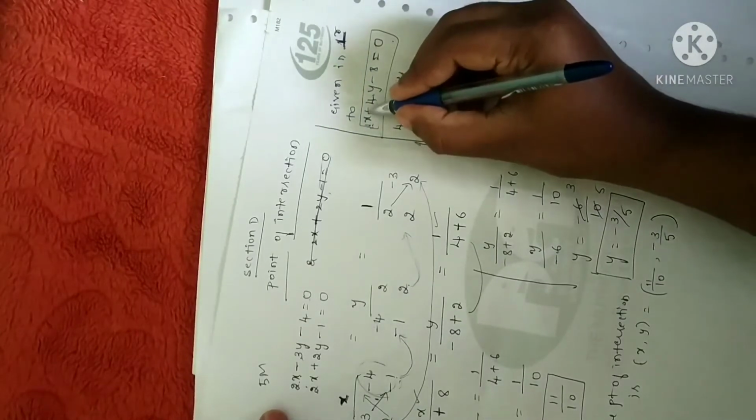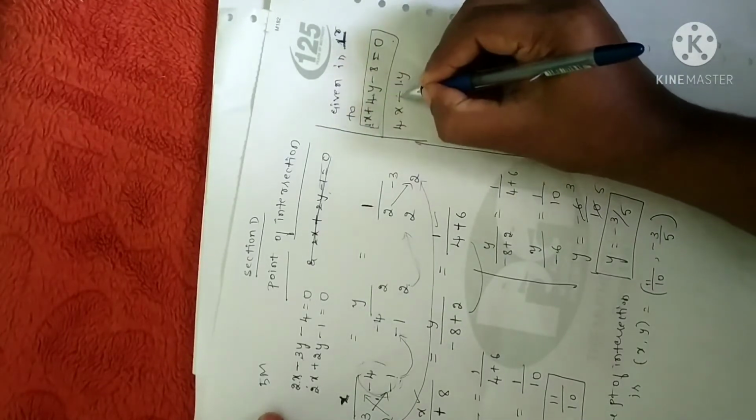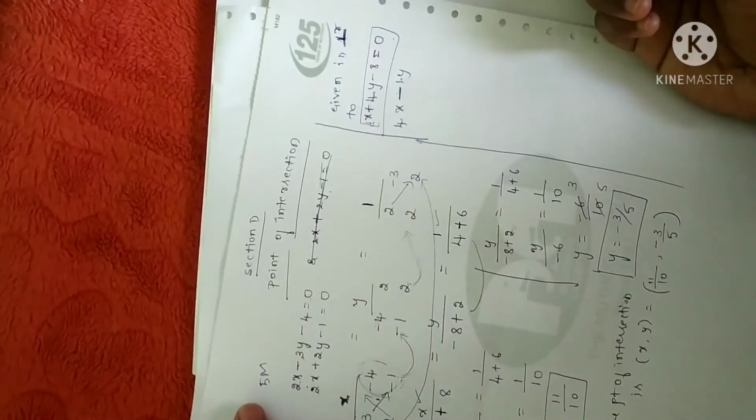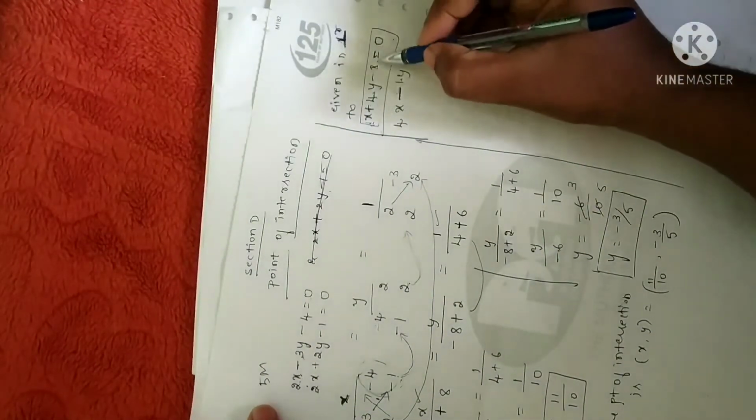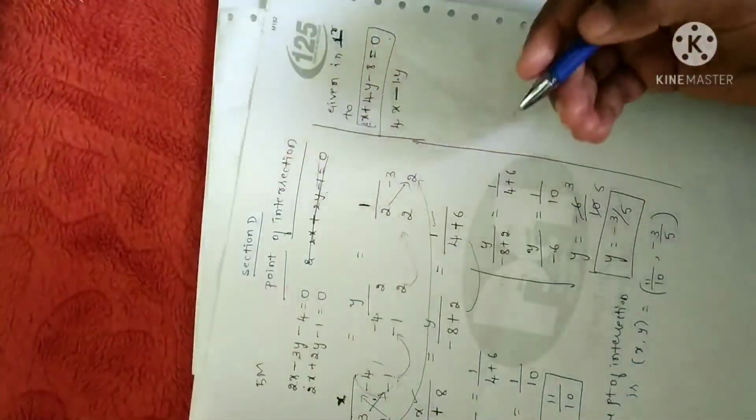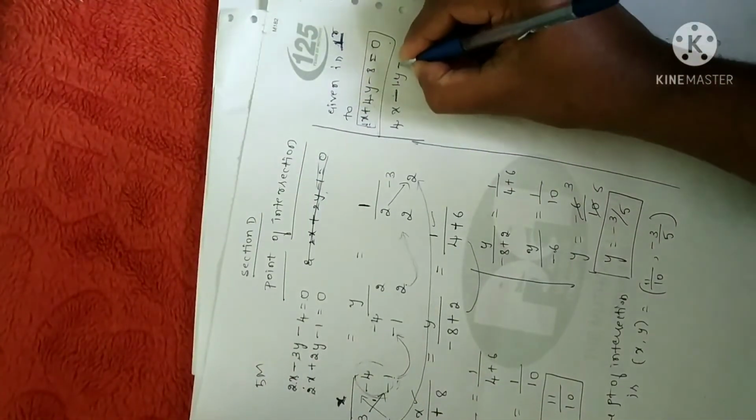Fine. Now change the sign in between. You have plus, so I have to make that minus. Fine. And replace the constant. Whatever the constant value is there, you just remove that constant and replace it.